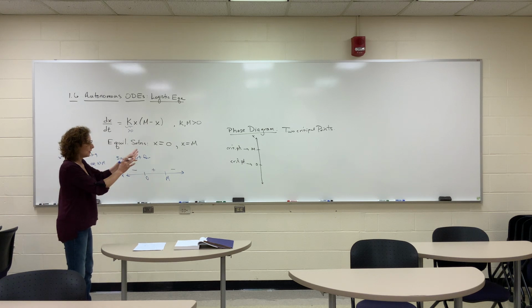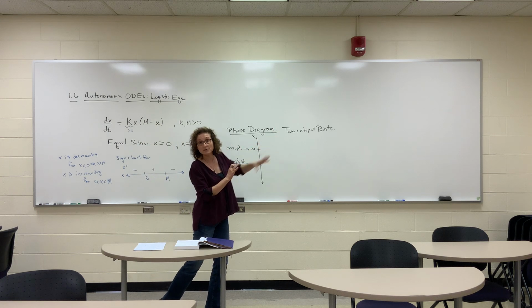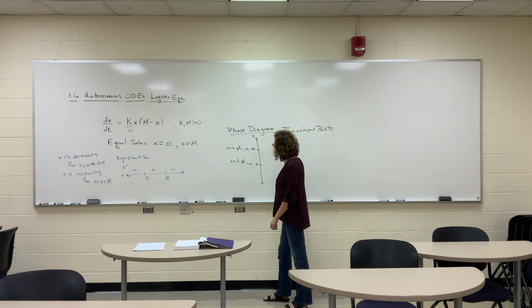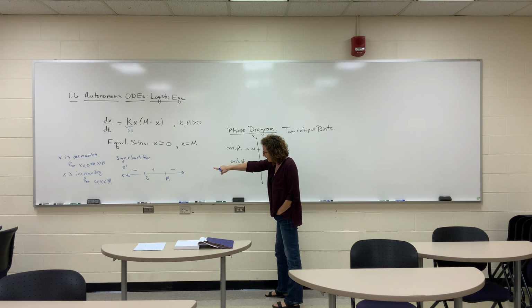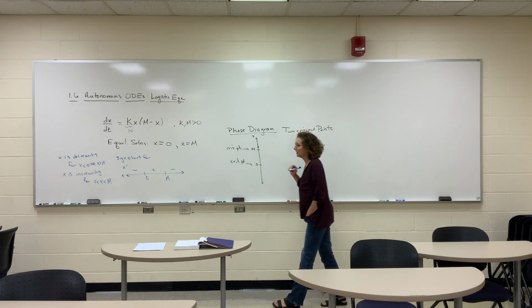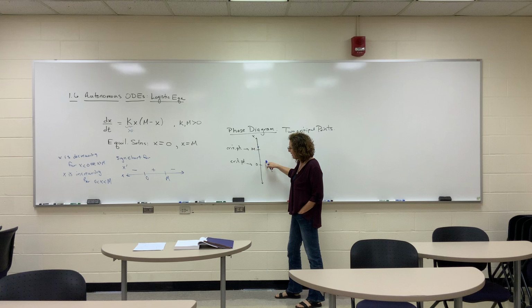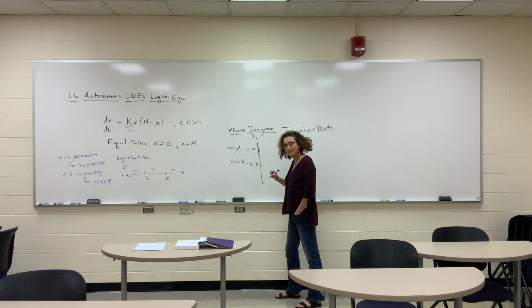Now, we aren't going to draw just yet the representative solutions. We're just going to see how, okay, let's just do it from our phase diagram and see what's happening. So what does this mean? Well, if I am above m, then solutions are decreasing. If x is below m, between 0 and m, then solutions are increasing.